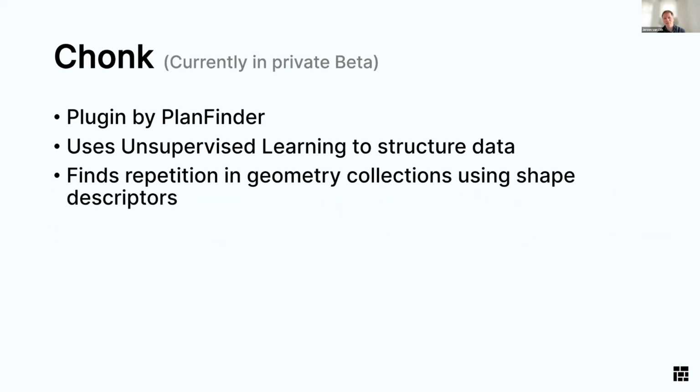All right, the next application of PlanFinder is Chonk. Chonk is currently in private beta, so it's not released yet, but I think it's also interesting to talk about it from a machine learning perspective today. It's really the idea of using unsupervised learning to structure data within architectural design. That's because whenever we work with files in architectural design, like CAD files or BIM files, buildings often have a lot of repetition in them, but the repetition is not always captured.